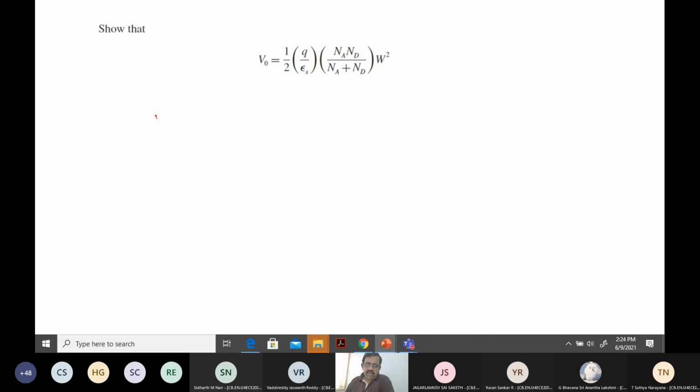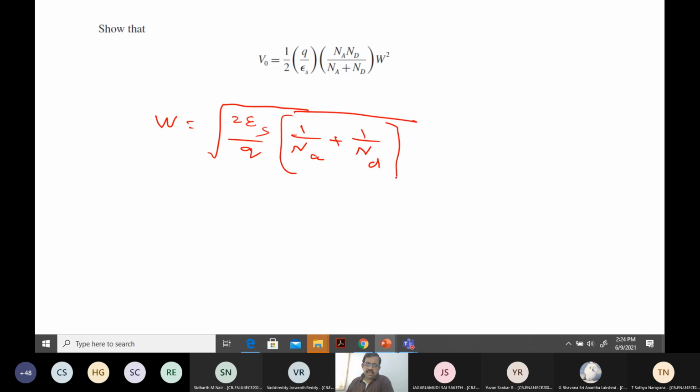We have already seen W equal to the square root of 2 epsilon S by Q, very easy to remember, times 1 by Na plus 1 by Nd. I have written small letters, so never mind. So this is with V naught, and V naught is the barrier potential. You just square it, you will get this result. Square it and simplify. You will have W square equal to, the root will be gone.